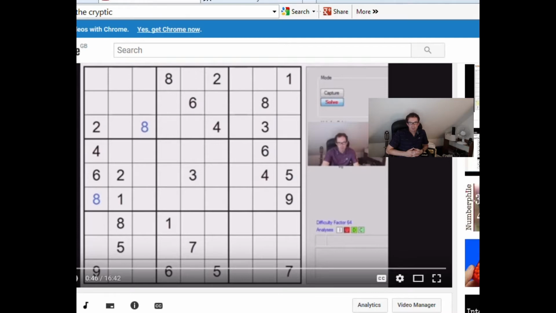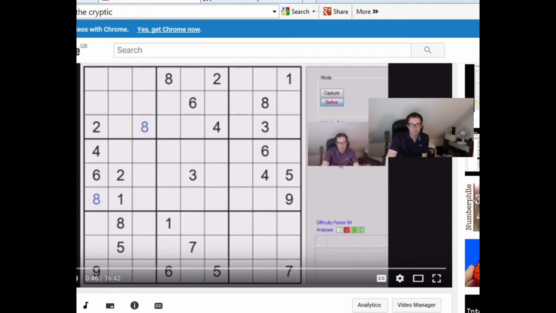Now, this, you can see on the screen there, hopefully, we're at an incredibly early point in the solve here. I've only put in two eights. There are absolutely no pencil marks at all. You can see the blue eights there on the screen. And this technique actually allows us to enter in another eight immediately in the grid.